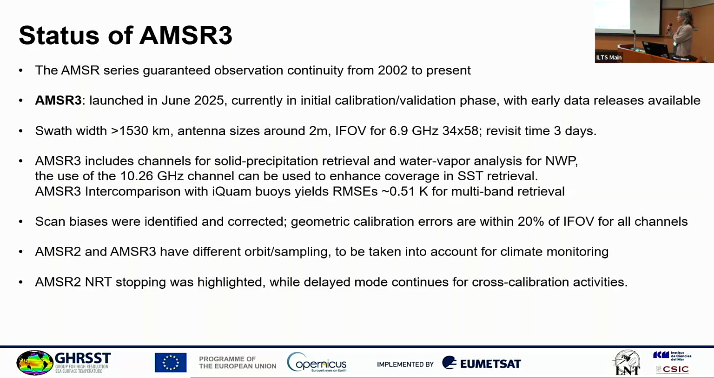There has been some intercomparison with IQUAM buoys that shows RMSEs in the order of 0.5 degrees for the multiband retrievals. There were some scan biases identified and corrected, and some calibration errors within 20% of the field of view for all channels. The AMSR2 and AMSR3 have different orbit and sampling that should be taken into account when creating the CDR. And of course, there was a highlight on switching off the AMSR2 near real-time dissemination when the AMSR3 is going to go live.